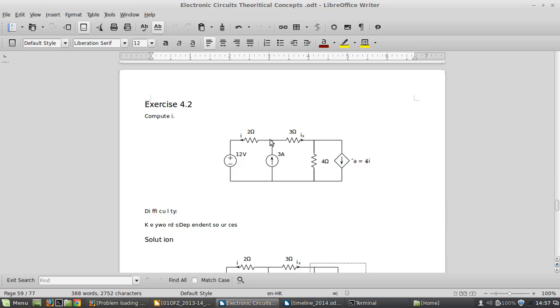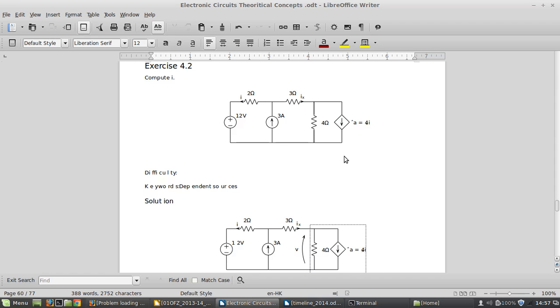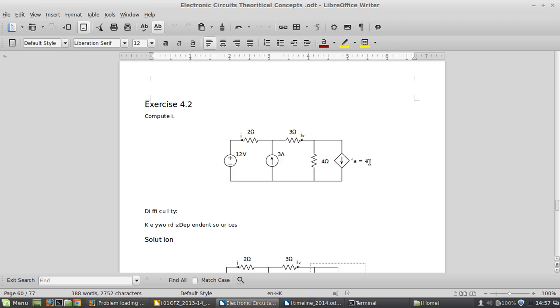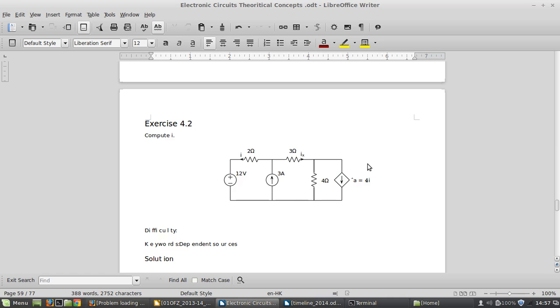ix here, I is here, 3A is here. So the basic idea is, if you take the node here, the junction here, and solve KCL, you can find that this current is the sum of 3 ampere and ix. So our ultimate goal is to find ix. So how can we solve it?